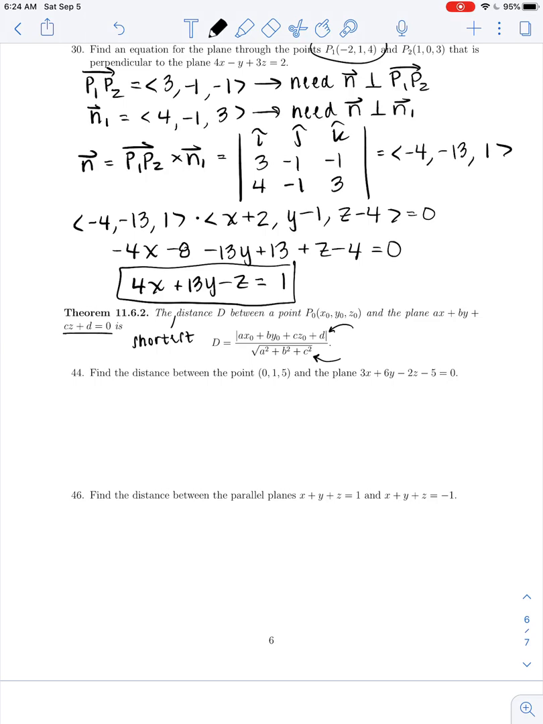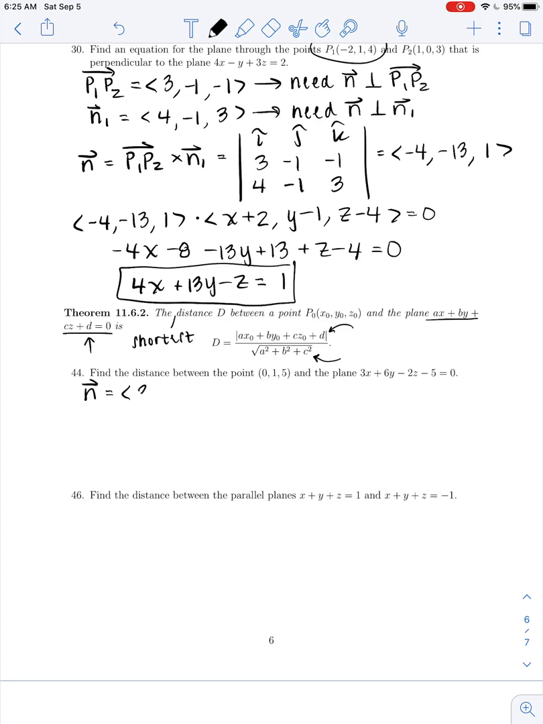So just keep in mind here that the way the equation of the plane is set up is that the constant d is on the same side as the xyz term, as opposed to subtracting it over like we have been doing in a lot of our problems. All right, so let's practice using this equation. Number 44, find the distance from the point 0, 1, 5 to the given plane. So what I'm going to do is I'm going to just jump right in.